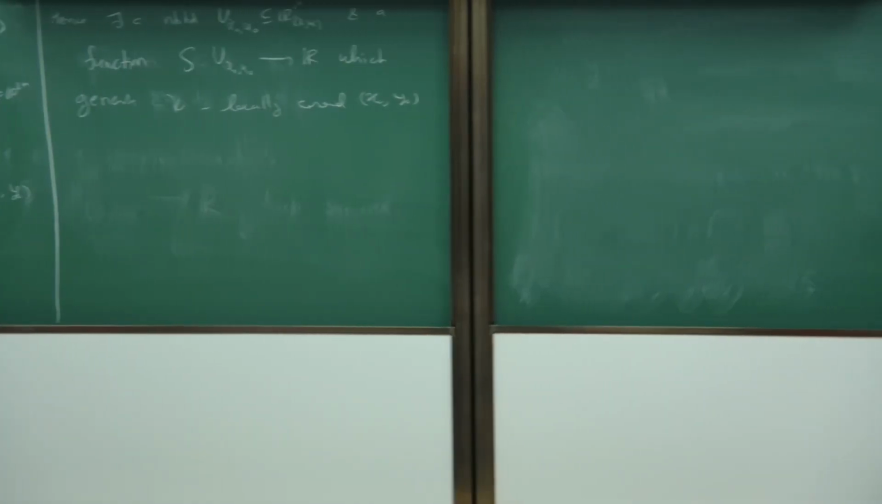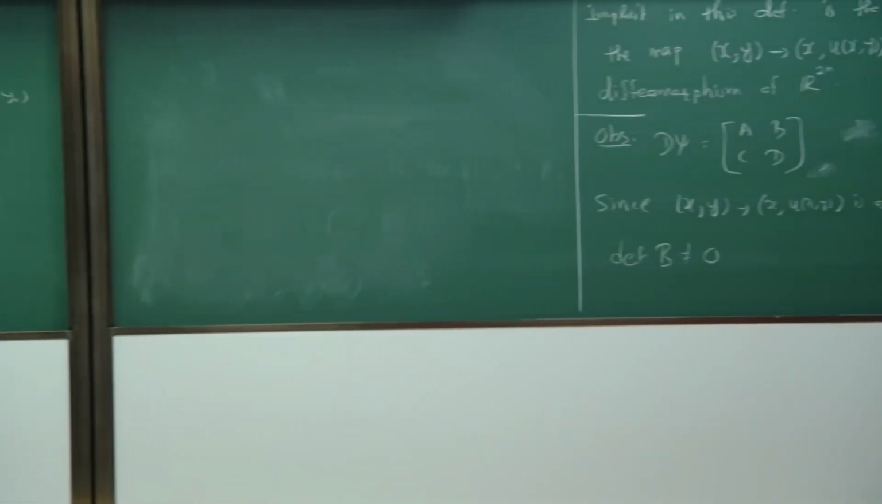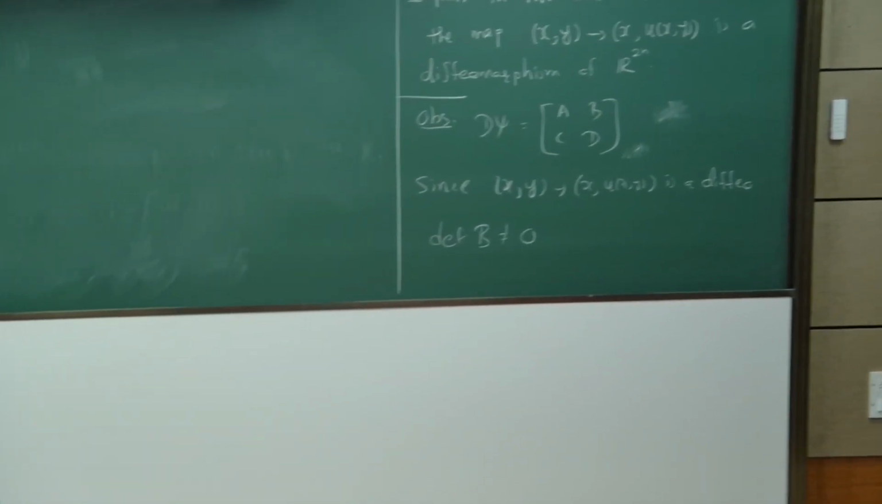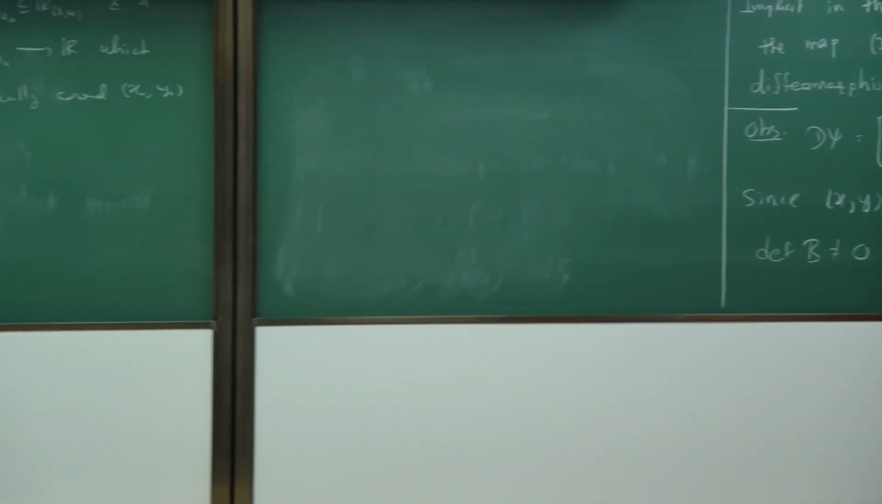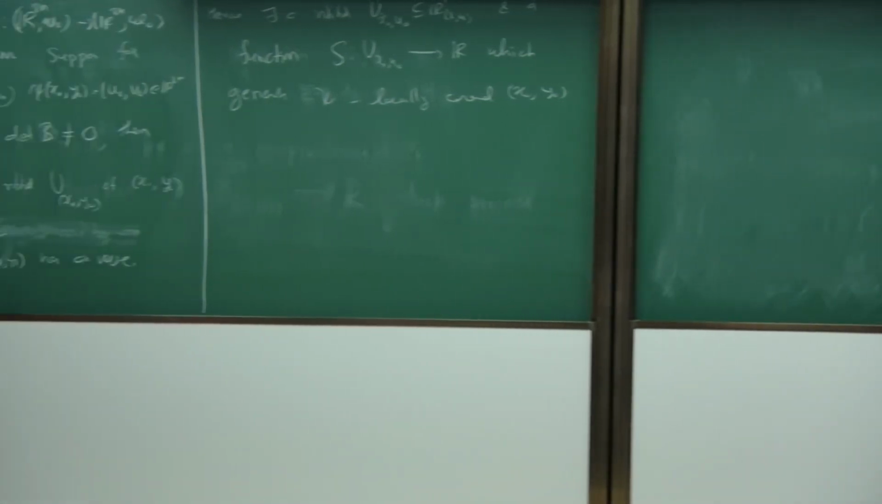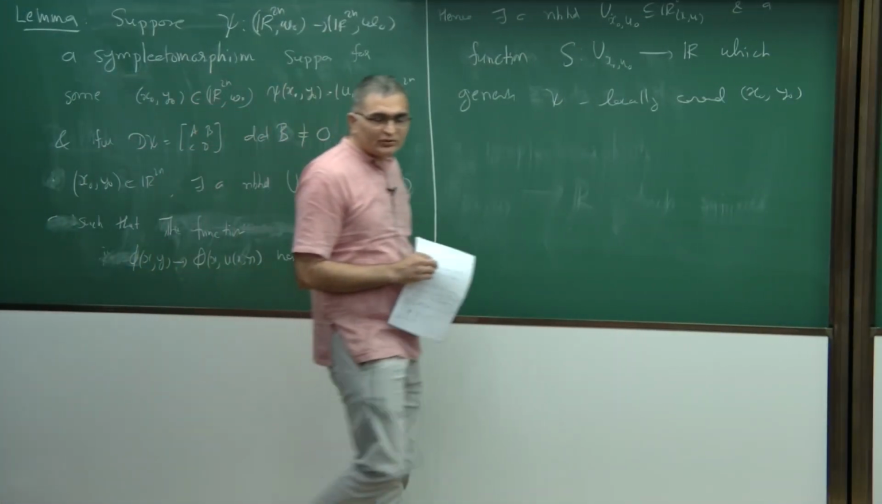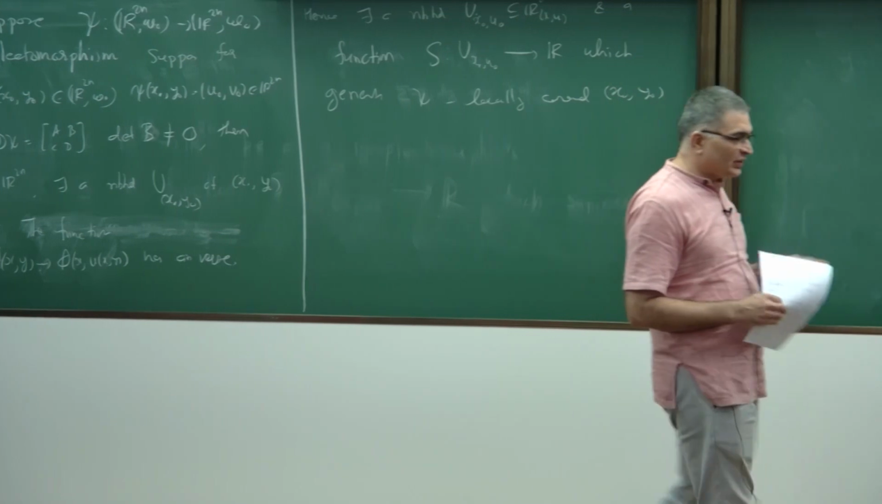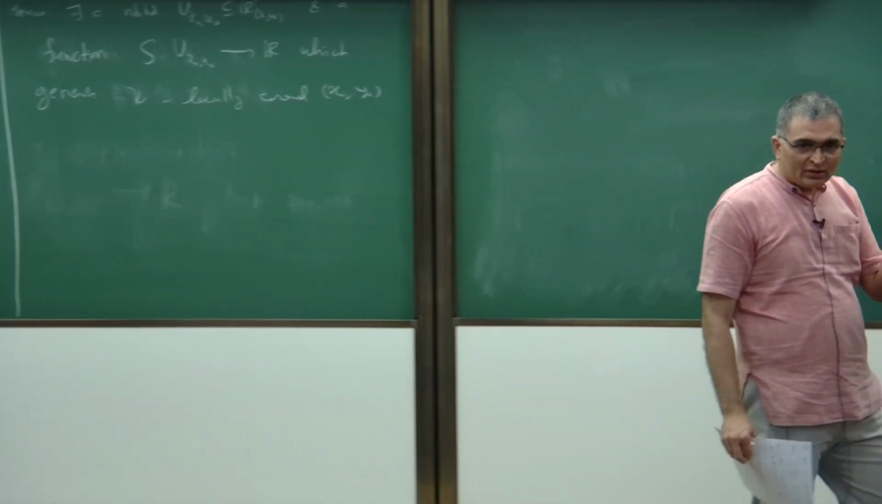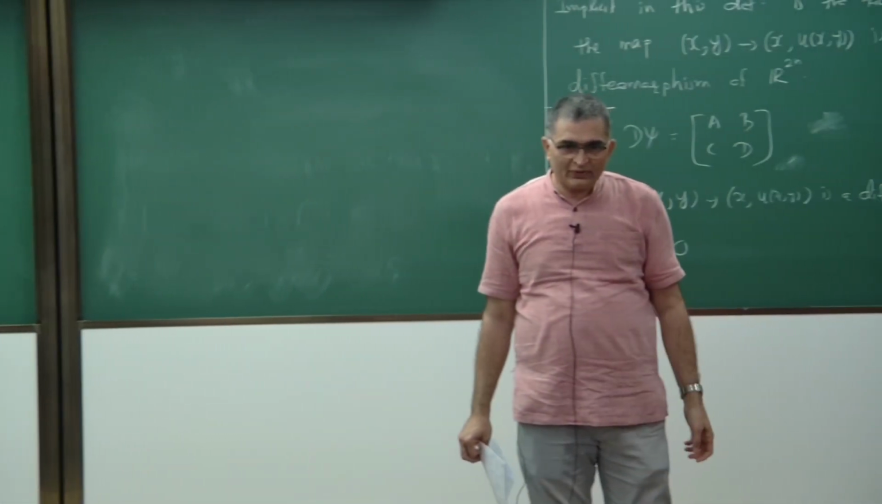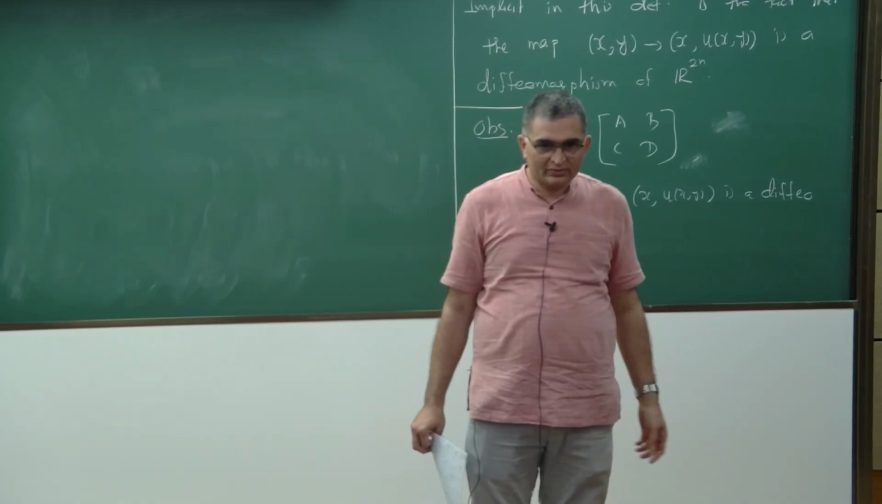Okay. So the last slide was, what is the function phi? I am just saying that since this determinant is non-zero, this (x, y) going to (x, u(x, y)) is an invertible function, and I will write its inverse as some other function, which I will come to. So phi is just a function that sends (x, y) to (x, the first coordinate function of the original psi). Is it clear?